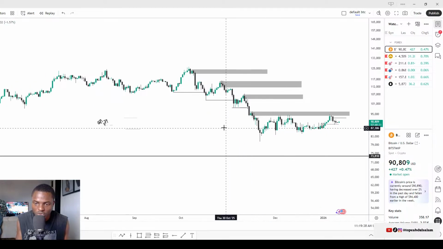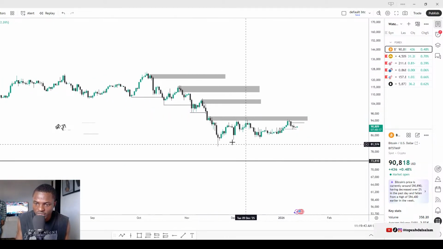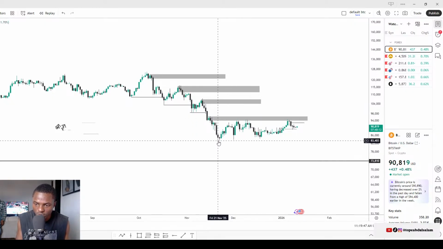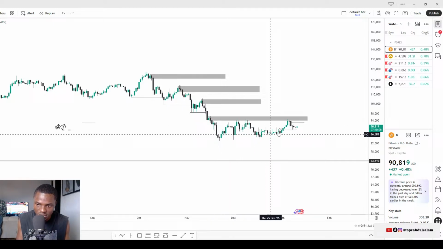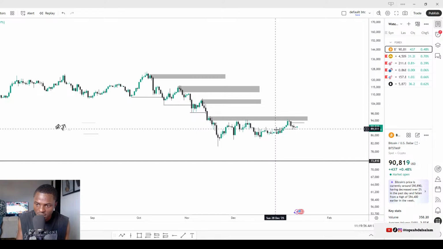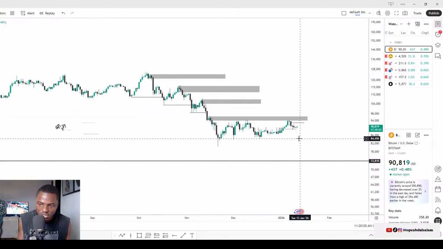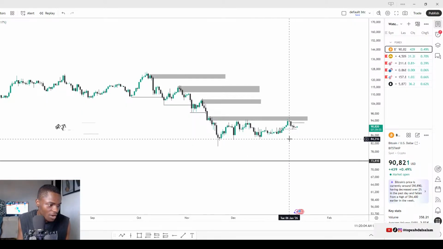You see, price is not willing to go above this and it's not willing to go below this place. So now it's ranging. This is an example of a ranging market. If price comes here, we are looking to sell, and if price comes here, we are looking to buy, if we have the right confirmation.